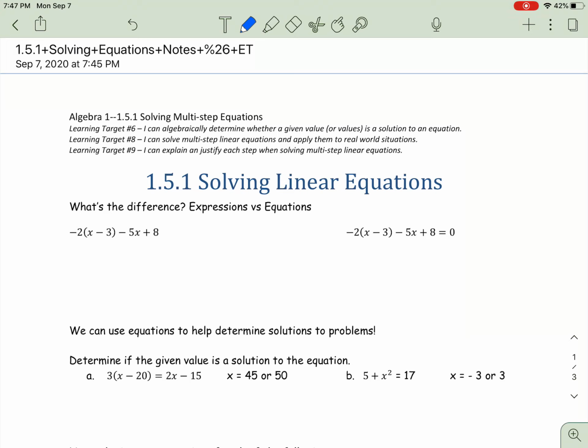I know we just had the quiz last week. This week we're going to be talking about solving linear equations. It is a little bit different. So as you can see in this beginning here, we said, what is the difference? Expressions versus equations, right? This first one on the left is an expression, and we know that because there's no equal sign versus the one on the right.